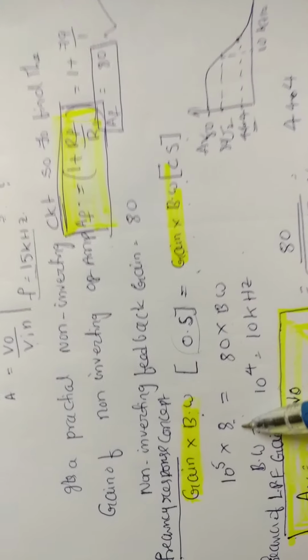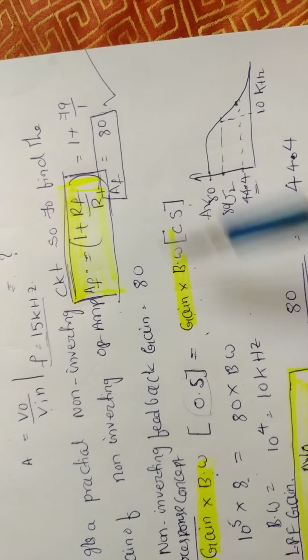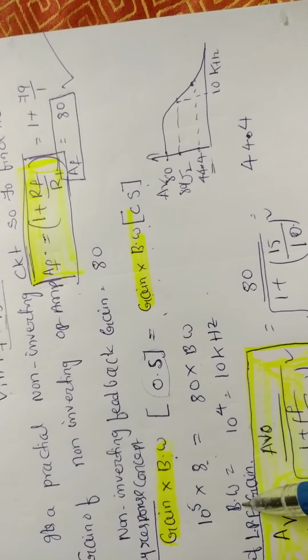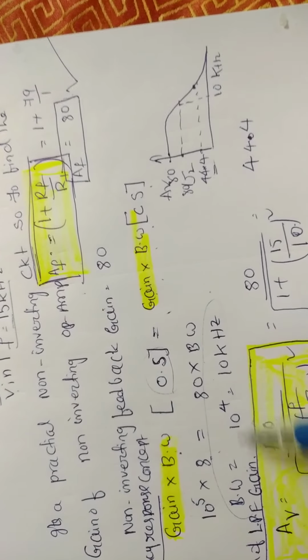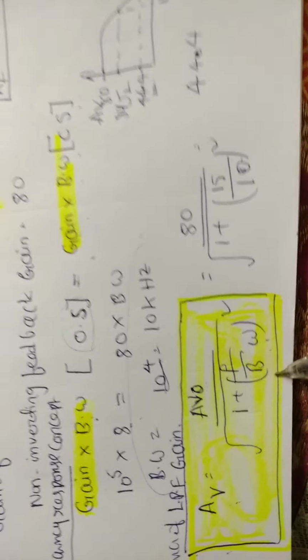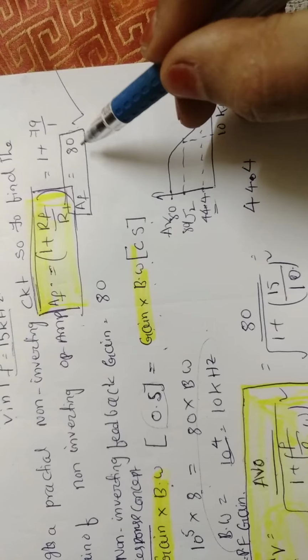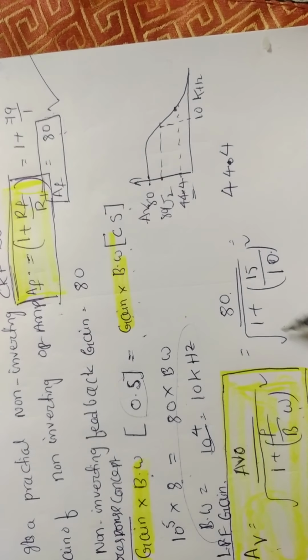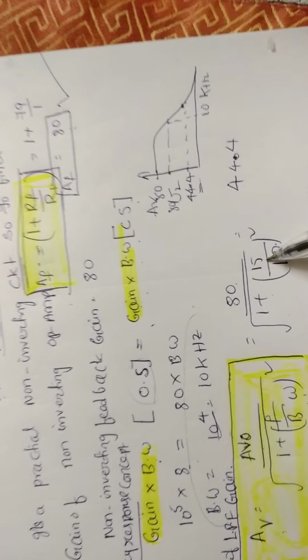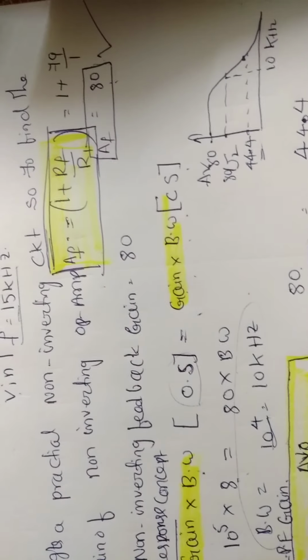What is the frequency for the open loop system? That is 8. And the gain for the practical closed loop is 80. So from this, the closed loop bandwidth gain product is 10 power 5. Okay. So that value you have to substitute here. So this is the midband gain, that is from the closed loop gain it is 80 by square root of 1 plus. At what frequency you have to find the gain? 15 kilohertz.